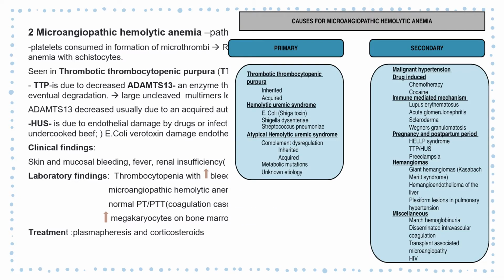Secondary causes for microangiopathic hemolytic anemia include drug-induced pathologies due to chemotherapy or cocaine usage, and immune-mediated mechanisms. It's due to lupus erythematosus, acute glomerulonephritis, scleroderma, pregnancy and postpartum period, such as HELLP syndrome, hemangiomas, and miscellaneous reasons.